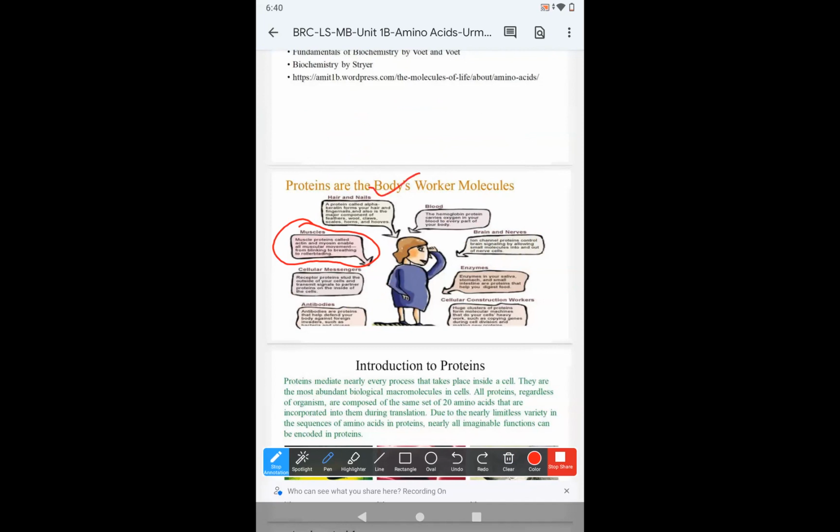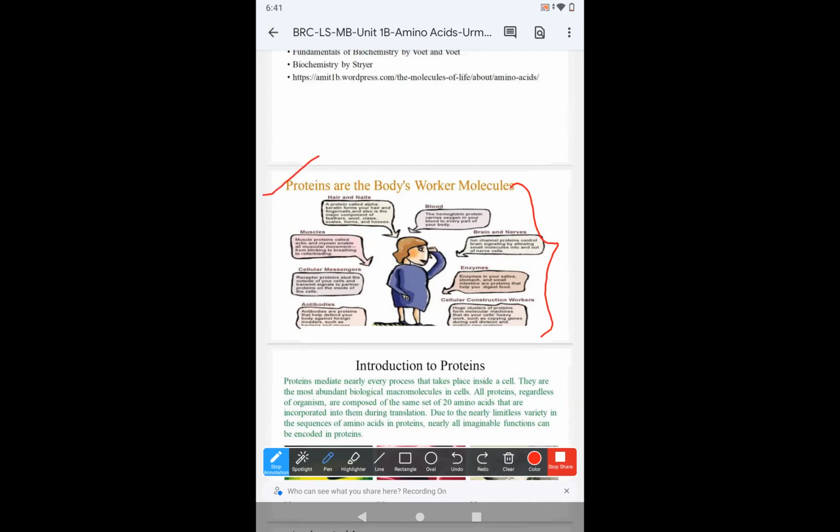Next, hair and nails. A protein called alpha keratin forms your nails and hair. It is also the major component of feathers, wool, claws, scales, horns, and hooves in other organisms. Clear? So the proteins are the body's worker molecules. Understood, everyone? Yes, ma'am.